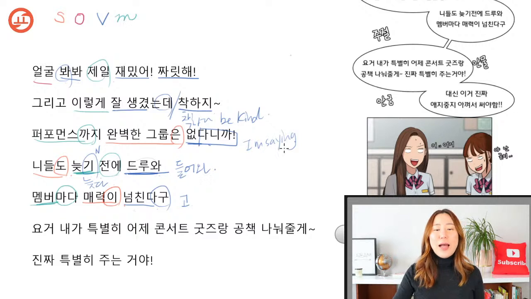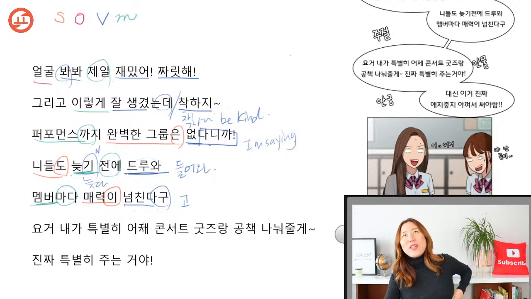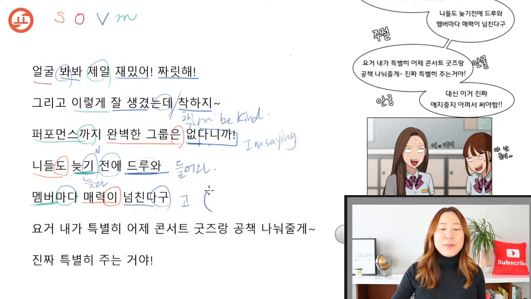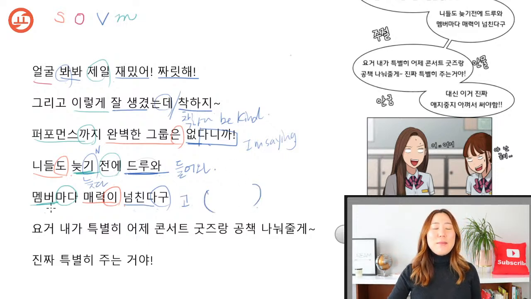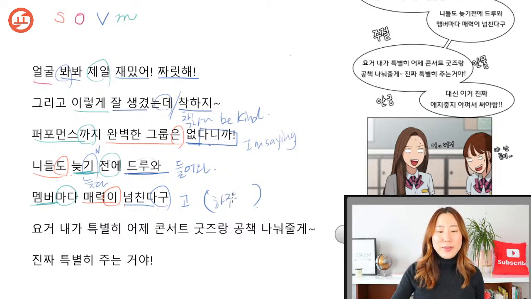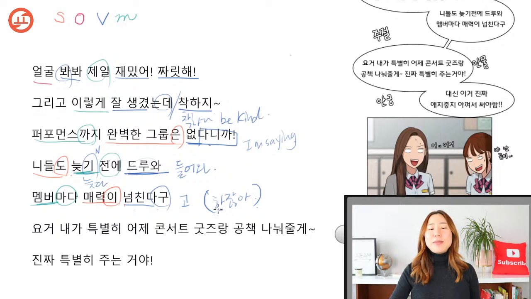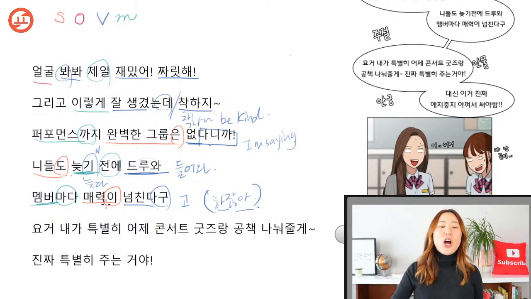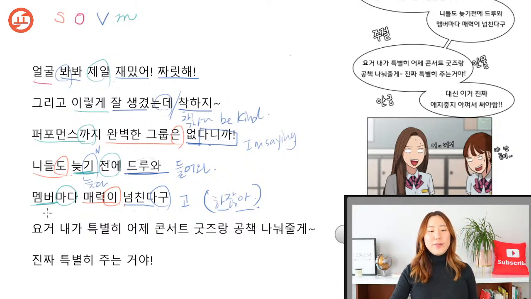So we have a lot of I'm saying actually. So 가고, maybe you can think of it as maybe main verb is missing. 멤버마다 매력이 넘친다고 하잖아. Maybe 하잖아. I am saying, you know. And then this is quotation. Charm is overflowing. Each member.